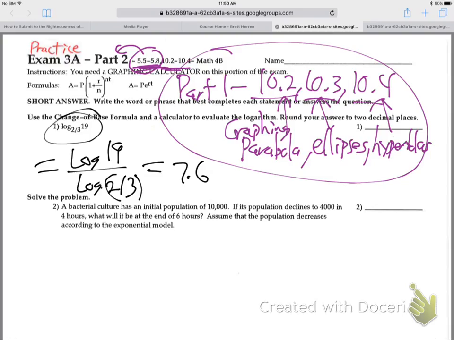So negative? I don't know. I don't have a negative, but. Can you use your calculator again real quick? Log 19. Thanks. Yep, just log 19 divided by log 2/3 is negative 7.26, and so on.